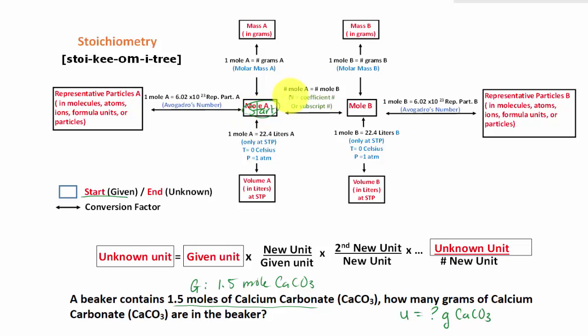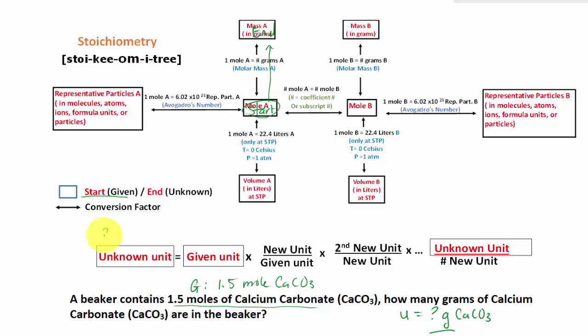And where do we end? We always end at our unknown. So in this case, it is grams of calcium carbonate. Here it is. This is where we end. So again, how many conversion factors do we have to multiply? Let's start from where we start and go up to where we end. In this case, we only use one arrow, so therefore one conversion factor. So let's plug everything in.